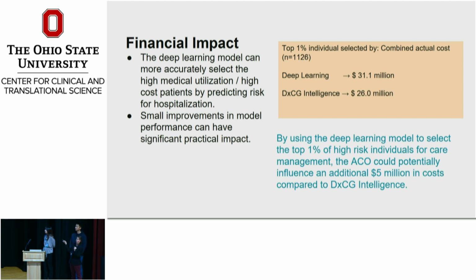We used both models to select the top 1% and then looked at their combined actual cost. And the deep learning model had costs of $31.1 million for the top 1%. And then the current standard in use by PFK and others has predicted $26 million. So with the deep learning model for the 1% of high cost individuals, the ACO could potentially influence an additional $5 million in costs compared to their current risk stratification modeling.